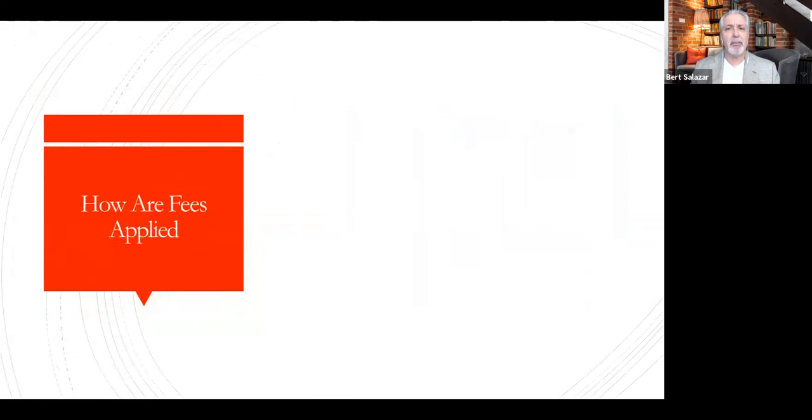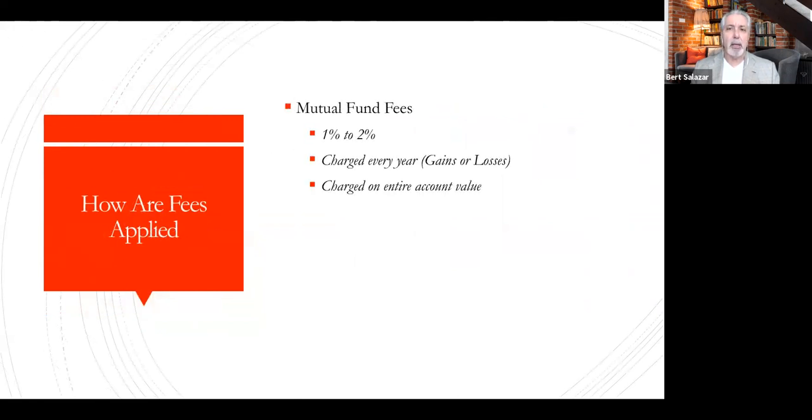Now, the next question that I want to address is, once you get into a principal protection program, how are fees applied to these types of programs? Well, let's take a look at traditional mutual fund fees. You will notice that the fees will range between 1% and 2%. Sometimes it could be a little bit higher than that, but just for average sake, between 1% and 2%.